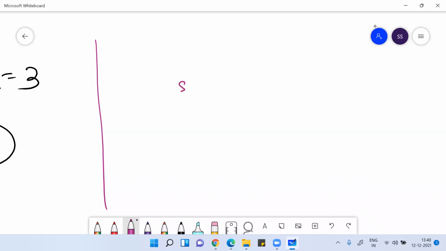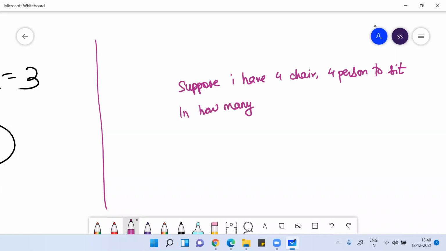Suppose I have 4 chairs and 4 people to sit. My question is, in how many ways can they sit? If I ask you, in how many ways can they sit? Suppose I have 4 chairs and I have 4 people to sit. In how many ways can they sit?